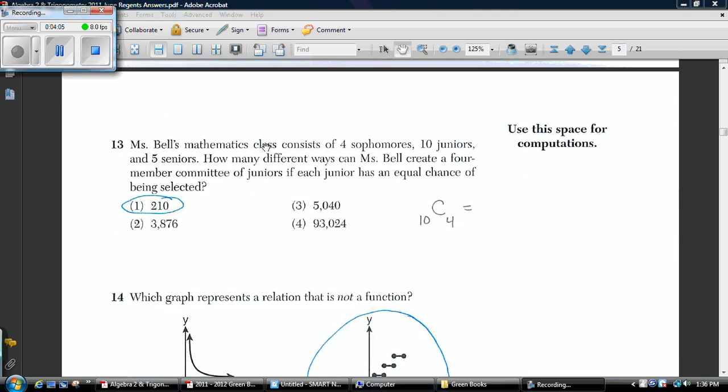Miss Bell's math class consists of 4 sophomores, 10 juniors, and 5 seniors. How many different ways can she create a 4-member committee of just juniors? That's really annoying. Seniors has nothing to do with it, neither do sophomores, so it's just 10C4 because order doesn't matter. You're just making groups.